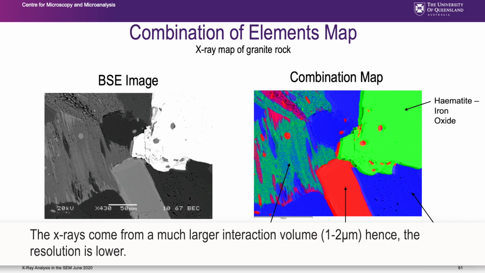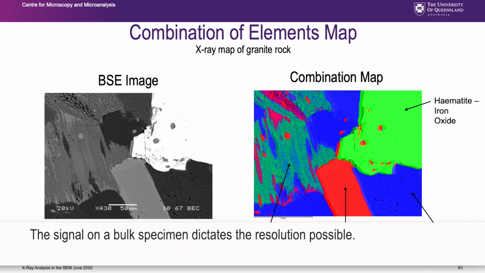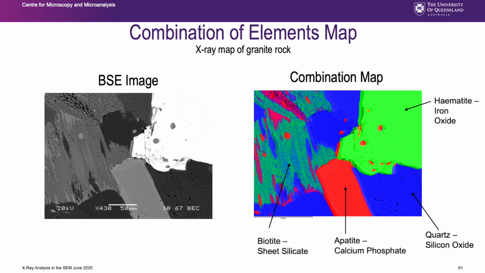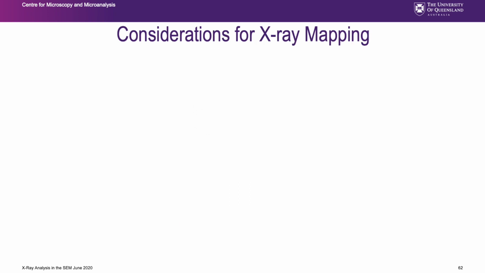The signal, in many respects on a bulk specimen, dictates the resolution possible. KV too, matrix as well, but the signal has big input. This is the same specimen, different resolution. One gives a nice picture with Z contrast, the other gives elemental information. I have some considerations for mapping I'd just like to warn you about.